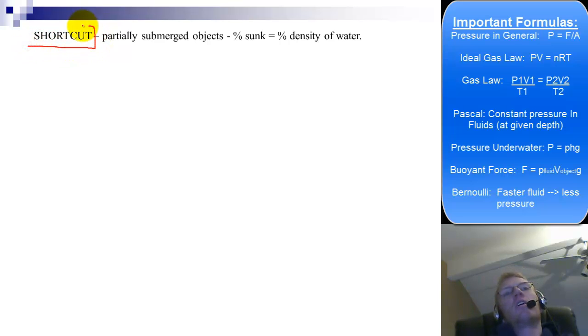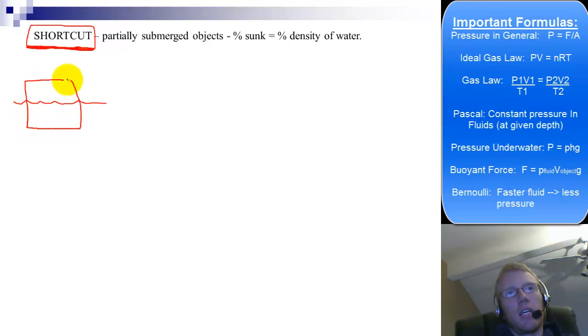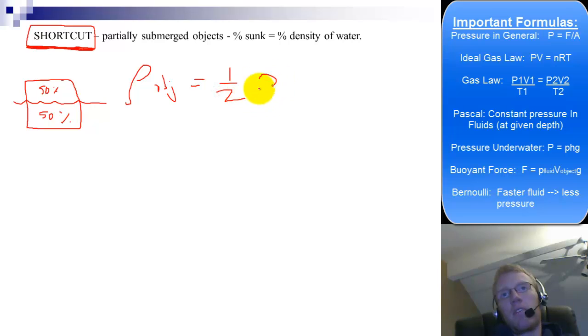Shortcut. Every year, I think it's useful to have you guys discover these shortcuts yourselves, but then I forget to go over them. So I'm going to talk about it right now, and then I want you to be on the lookout for it. If you've got some object that's floating in water and it's exactly 50% above water and 50% below water, you can tell something cool about it. You can tell that the density of your object is exactly 1/2 the density of water.